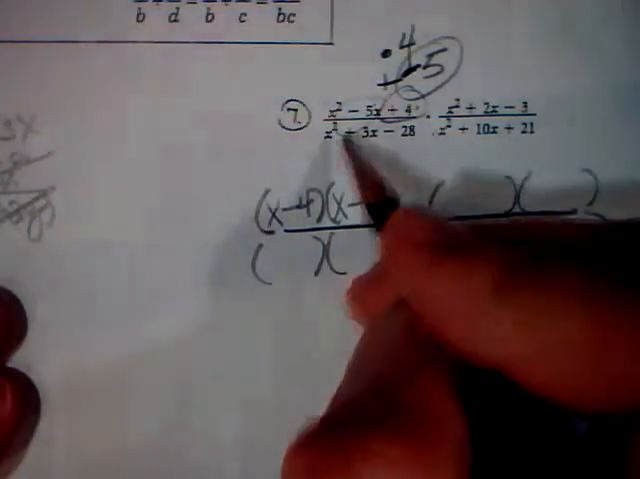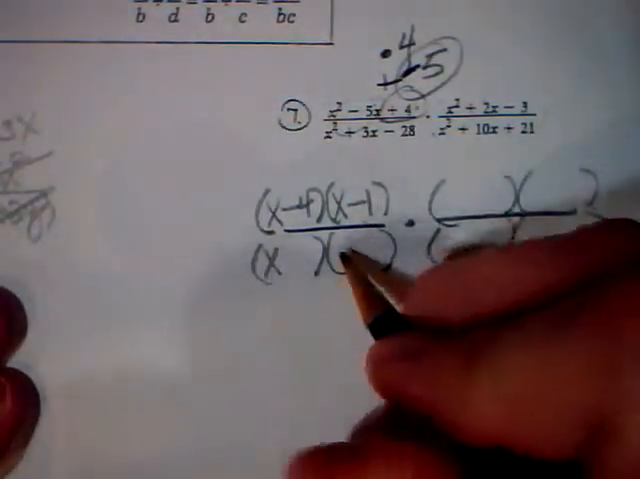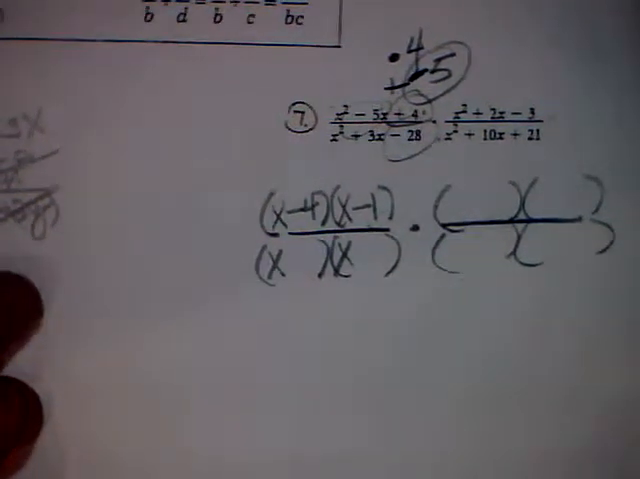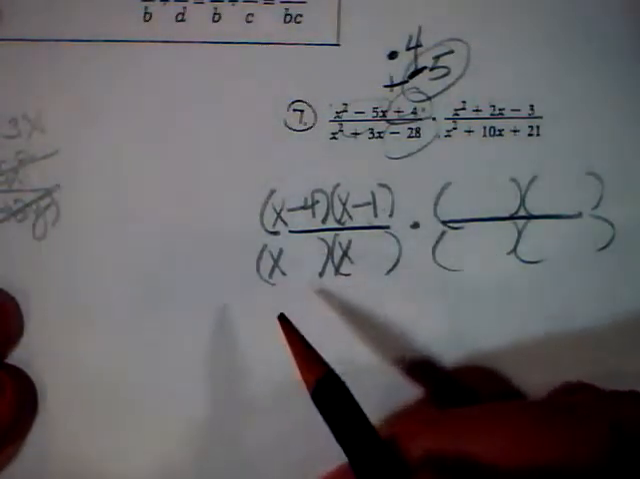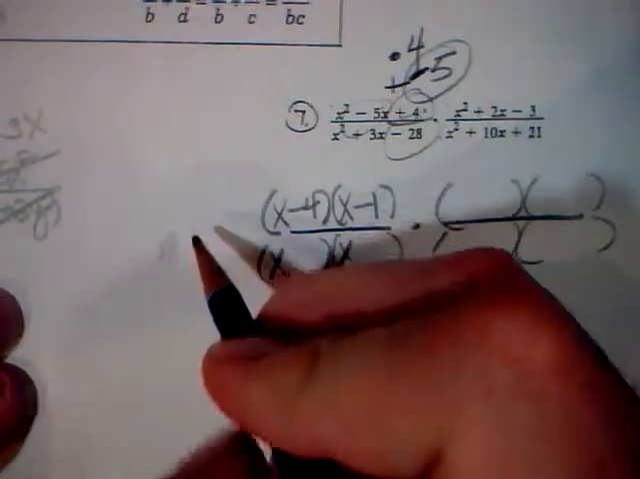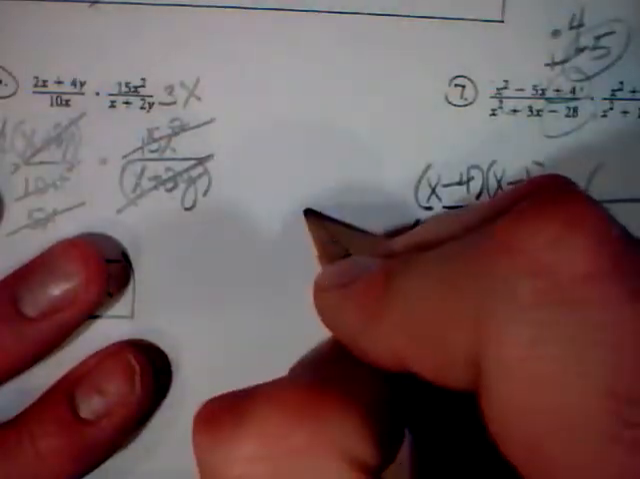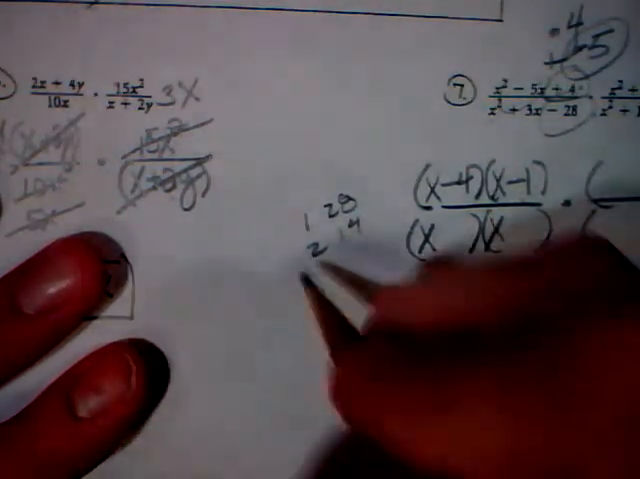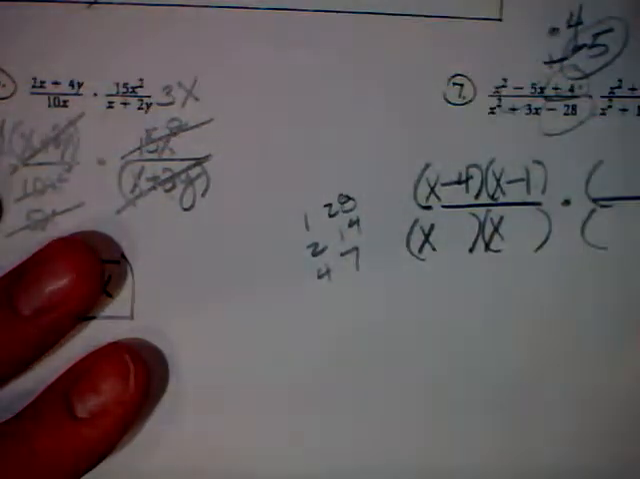In the denominator, again, the first term's x squared, so we're just going to have an x and an x there. So now we need factors of 28 that get you 3. Okay, so we start looking at the factors. Let me help you out on this one. We're going to start listing them out: 1 times 28, 2 times 14, 7 times 4.